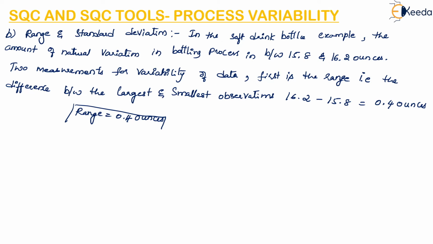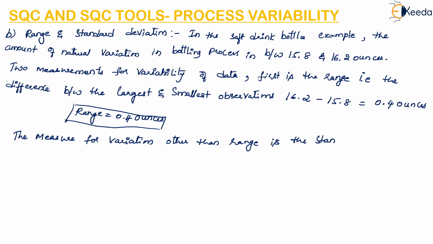The other measure is the standard deviation. So the other measure for variation other than range is the standard deviation.